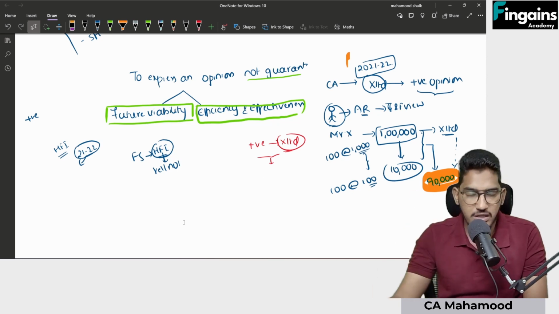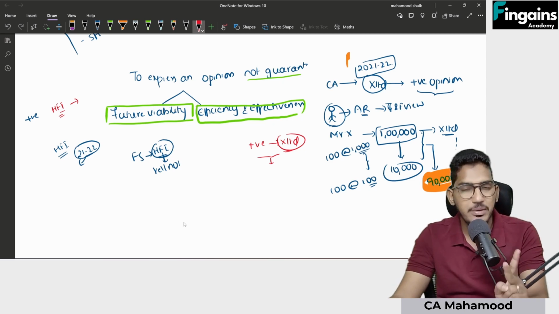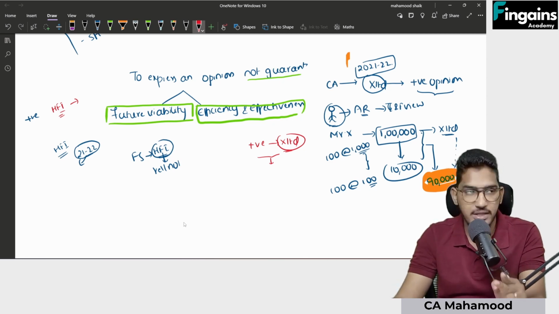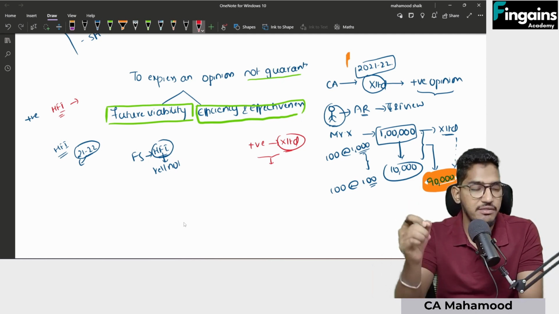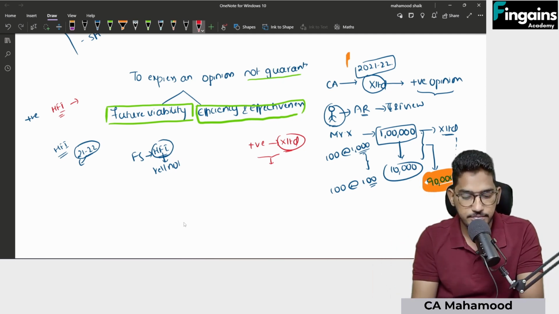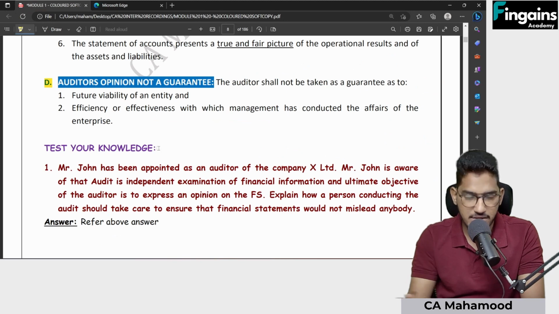So the conclusion here is, as an auditor, my objective is to verify only historical financial information and whether that is reliable or not. My opinion can't be taken as a guarantee regarding two things. It can't be taken as a guarantee regarding the future viability of the entity. It can't be taken as a guarantee regarding the efficiency and effectiveness of management. Understood? Understood it in the complete sense now? So very simple discussion.